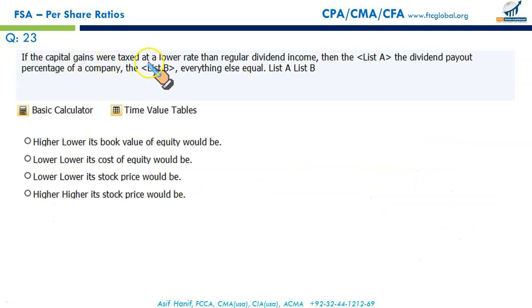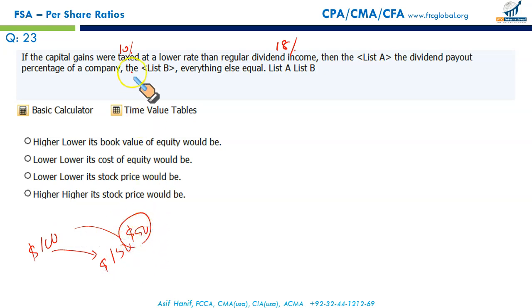If the capital gains were taxed at a lower rate than the regular dividend income, let's say the capital gain tax is 10% and the tax on dividend is, let's say, 18%. And what is capital gains tax? Let's say you purchase a stock for $100 and you sell it at $150. The gain that you have made over the sale is $50. This is the capital gain to be taxed at 10%. That's the capital gains tax.